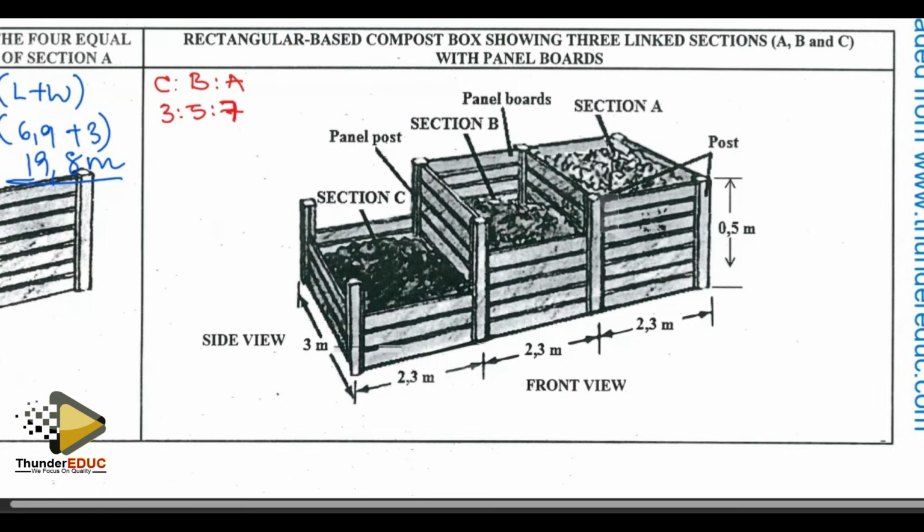But the easiest way to find it is to find section A. Why? Section A is complete. It has its full measurements: the height, the width, and the length. So we shall look for the volume of A first, because I need to know the total compost that's needed there. So we shall say V equals L times B times height.